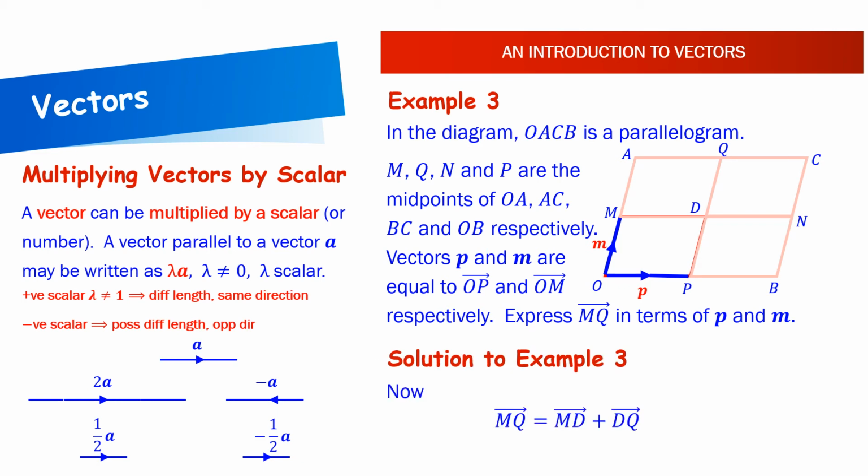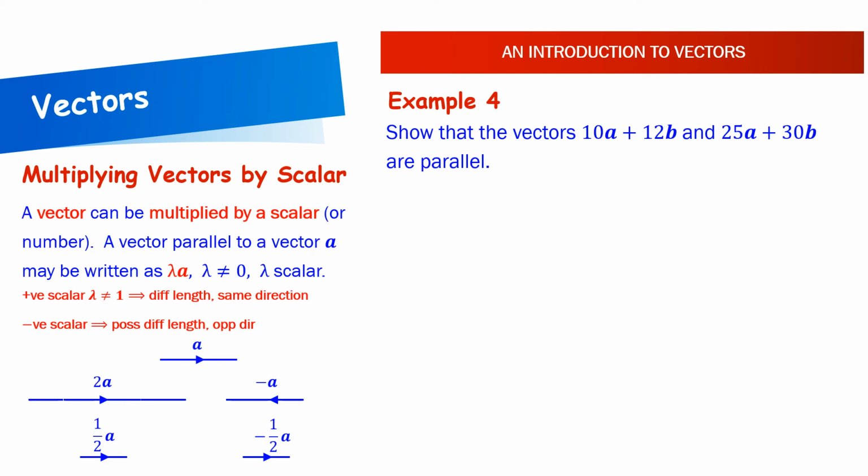MQ is MD plus DQ. Now MD is equal to p, as shown, and DQ is equal to m, as shown. So MQ is equal to p plus m. And now for example 4. Pause the video and have a go. Press play when you're ready to view the solution.